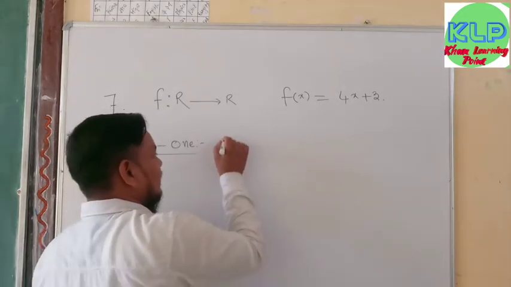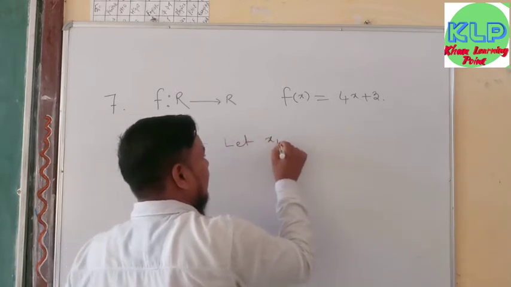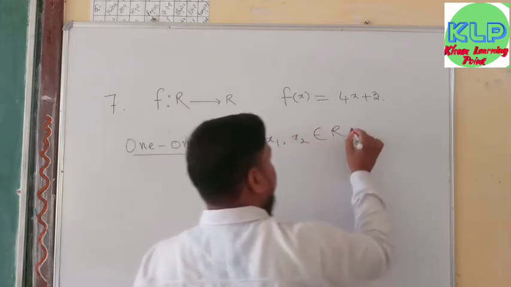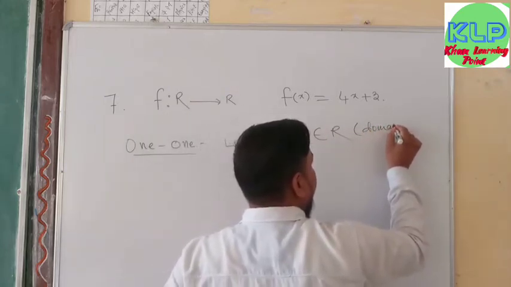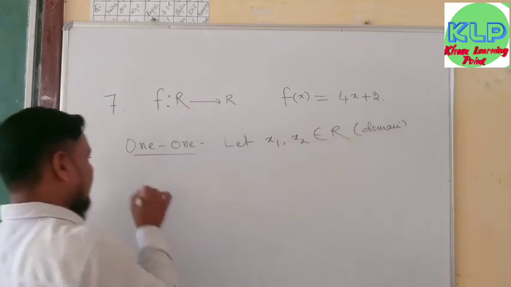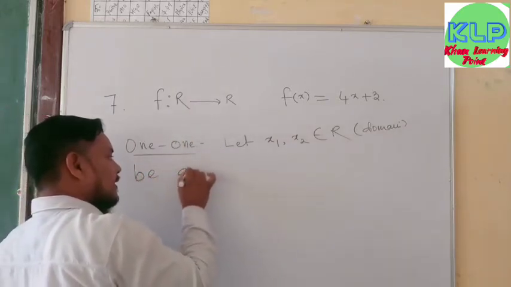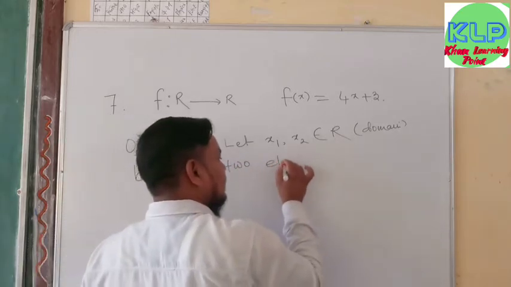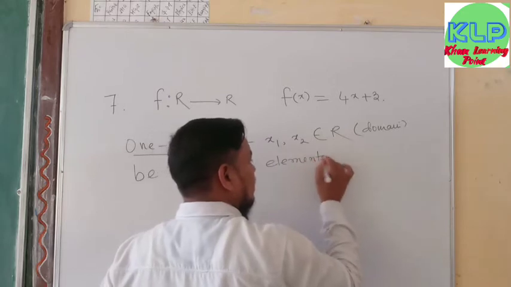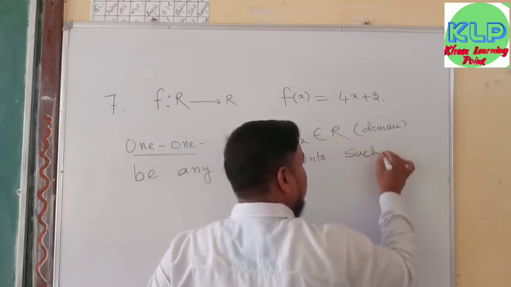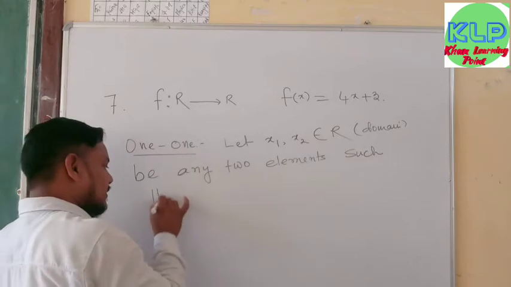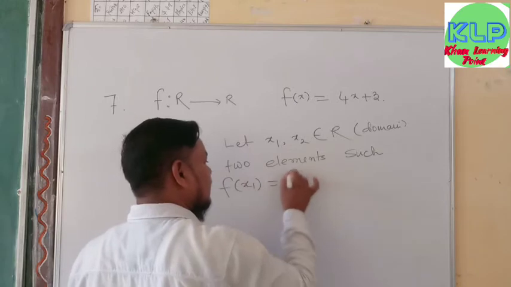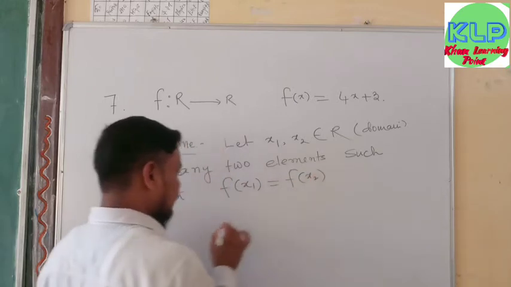Okay. So let x1, x2 belong to R. Here R is the domain of f. Be any two elements such that f(x1) is equal to f(x2).